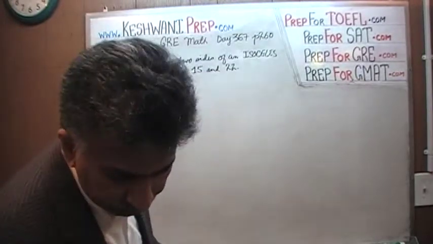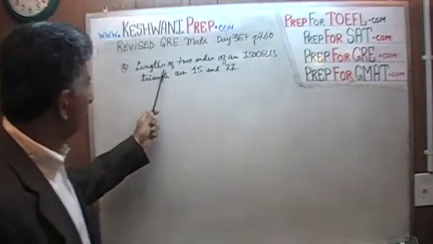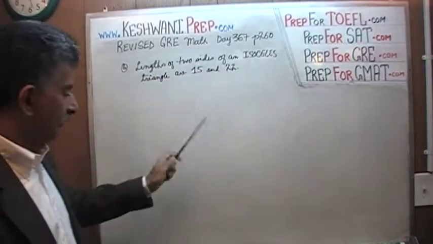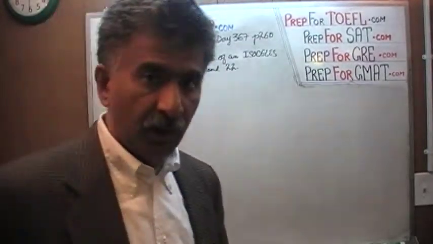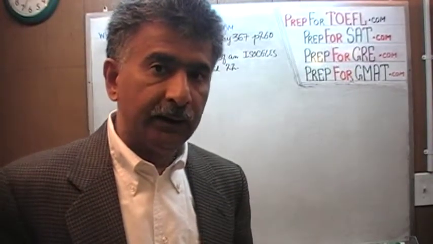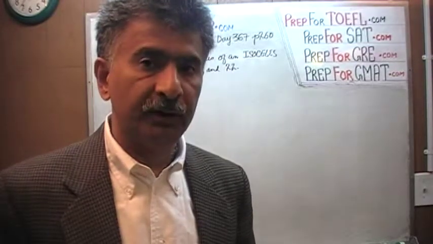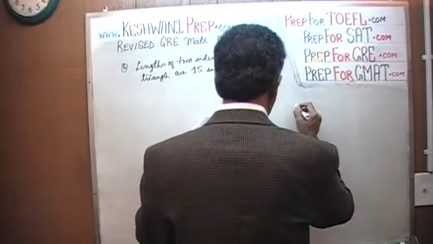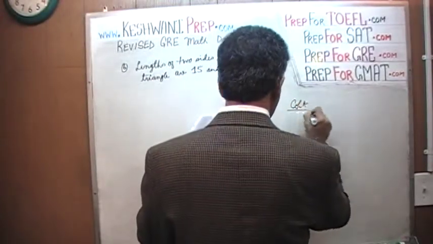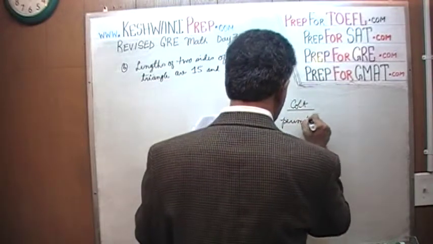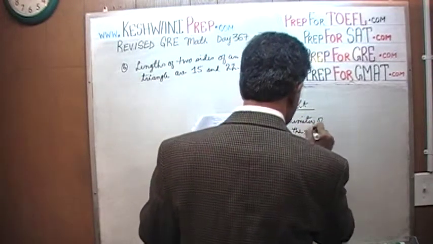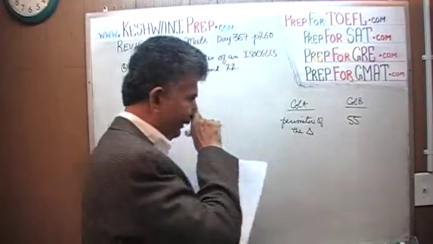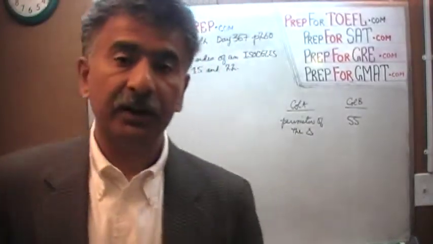It says the lengths of two sides of an isosceles triangle are 15 and 22. What I'm going to do now is present to you this problem in a little bit of a different format than the one that you see in the book. We're going to present this problem as a quantitative comparison question. So here's a quantitative comparison question. What we are being asked to compare in column A, we have the perimeter of the triangle, and in column B we have 55.